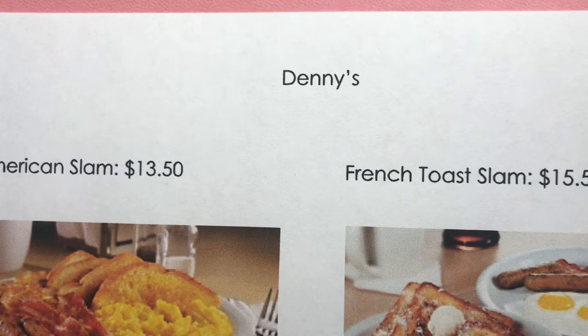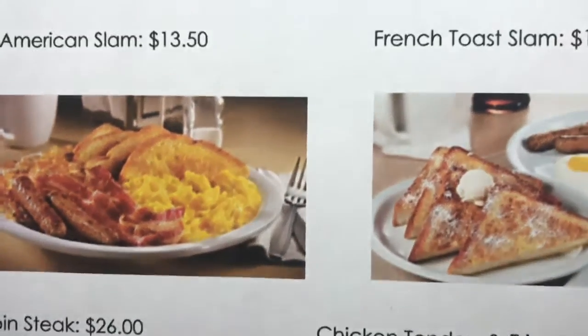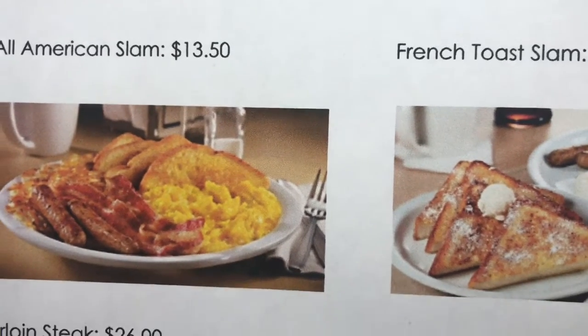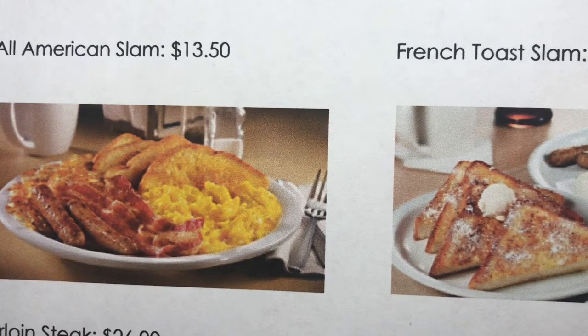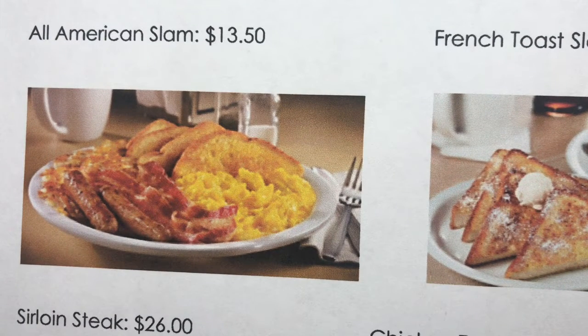Okay, so let's say I'm at Denny's and I decide I'm going to order some food for myself, okay? So looking at this menu, our little menu here, and it's morning time right now, so let's say I want to get an All-American Slam, and it is $13.50. Now, of course, we all know if you've eaten at a restaurant before, you're not going to just be paying $13.50. You're going to have to pay for tax and you need to pay for tips.